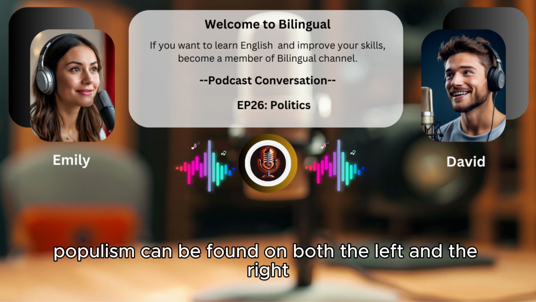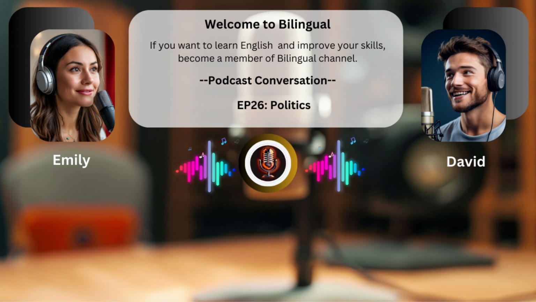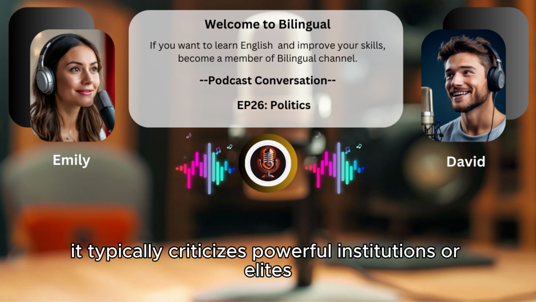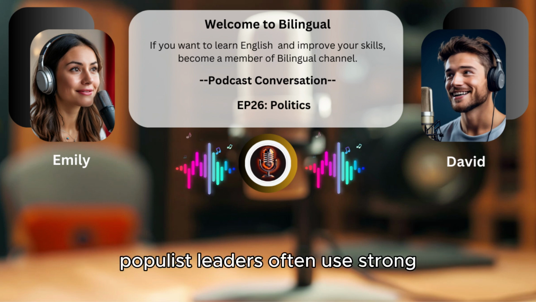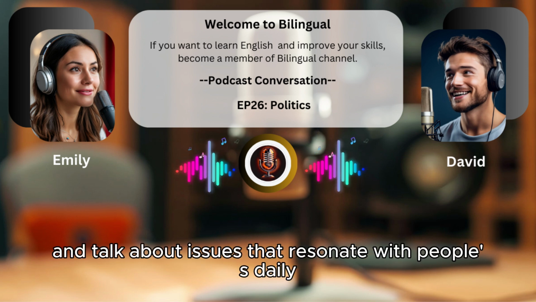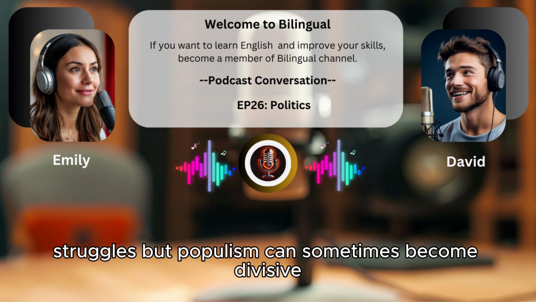Populism can be found on both the left and the right. It typically criticizes powerful institutions or elites and promises to return power to the people. Right, Emily. Populist leaders often use strong, direct language and talk about issues that resonate with people's daily struggles. But populism can sometimes become divisive.